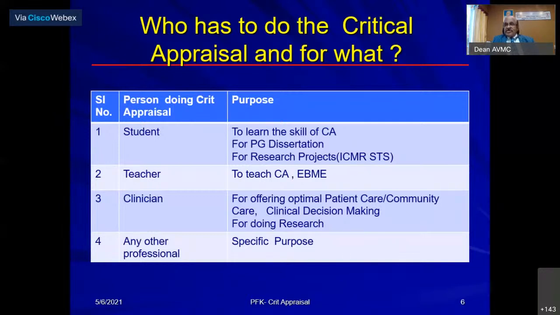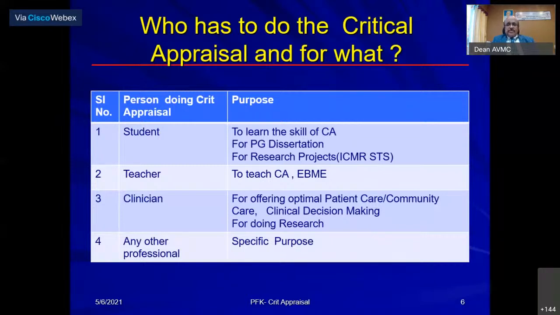And of course, clinicians, this is the era of evidence-based medicine. Anybody wants to give optimal care to the patient, the best available care anywhere in the world. Also the clinical decision making has to be correct. Now with the consumer redressal forum and all, you are exposed to so many things, wanted and unwanted. So optimal clinical decision making also has to be there. As a part of that, the clinician has to do the critical appraisal.